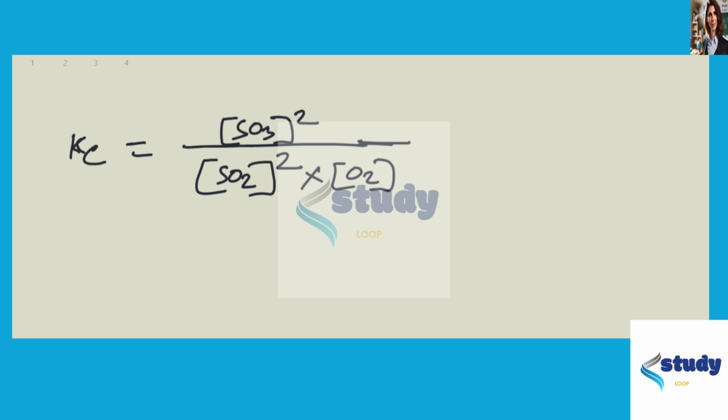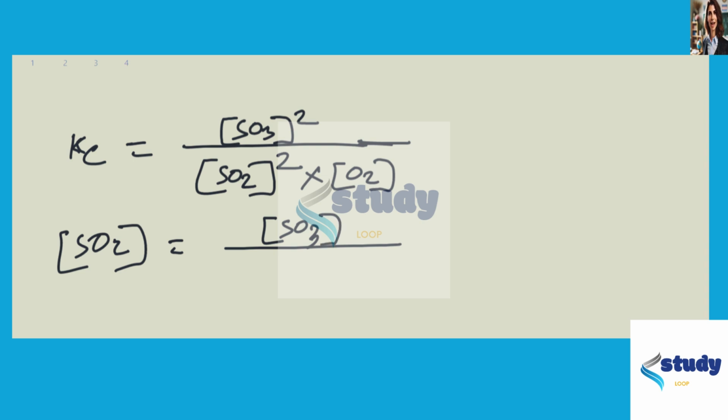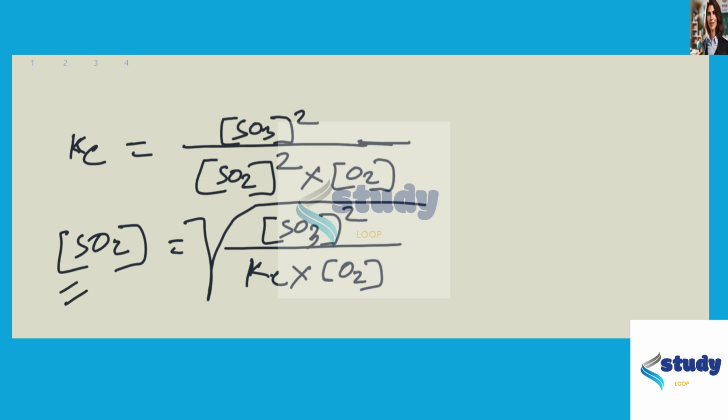So this is the setup, and from here we can rearrange it to find out the equilibrium concentration of sulfur dioxide. So that will be the equilibrium concentration of sulfur trioxide whole square over Kc times O2, and we can put a whole square root over this. So thus we can get the equilibrium concentration of sulfur dioxide.